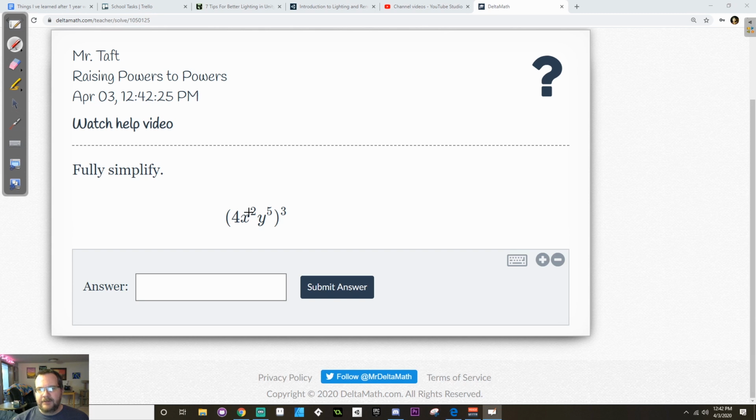Here we go. We've got 4x squared y to the 5th, and this whole thing is being raised to the 3rd. That means we need to raise everything to the 3rd individually. I'm going to start with the number 4. So 4 to the 3rd is the number part. Now I'm going to look at x squared, so I've got x squared to the 3rd. And then y to the 5th to the 3rd. Now let's find out what these are. 4 to the 3rd, I don't know off the top of my head. 4 times 4 is 16. 16 times 4 is 64. X squared to the 3rd is x to the 2 times 3, which is x to the 6th. Y to the 5th to the 3rd is y to the 5 times 3, which is y to the 15th.